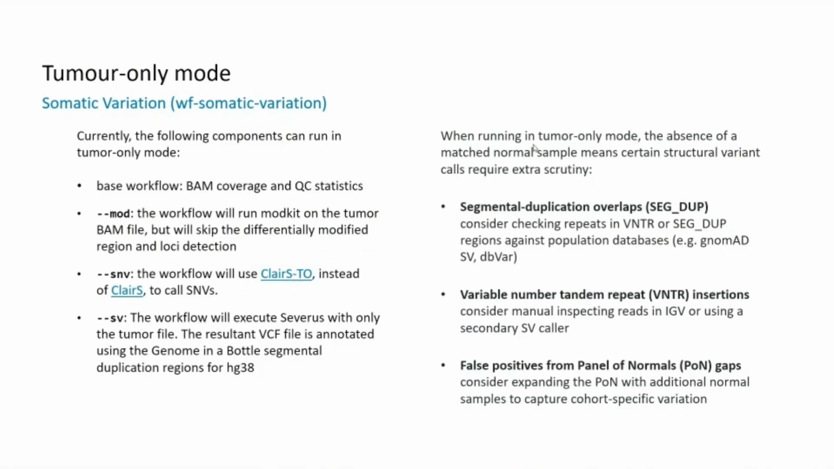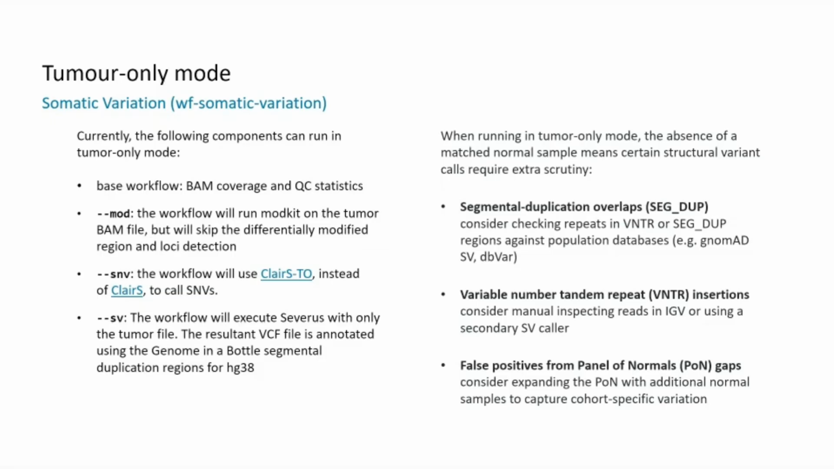Users need to take note of several things, because we do not have normal samples to subtract out whatever germline variations are identified in the tumor samples. So one concern is that if we are using a panel of normals that has some differences compared to our samples, some of the germline variants will be missed out.